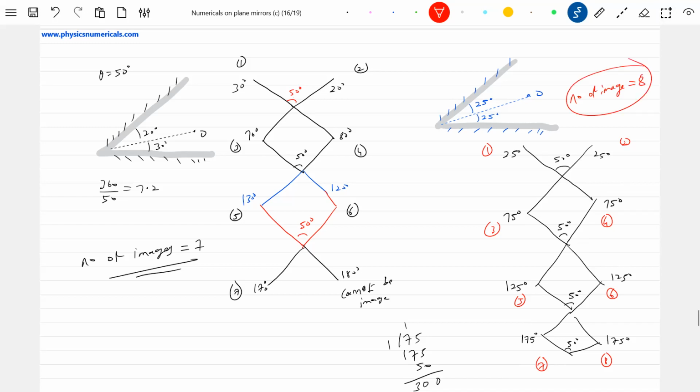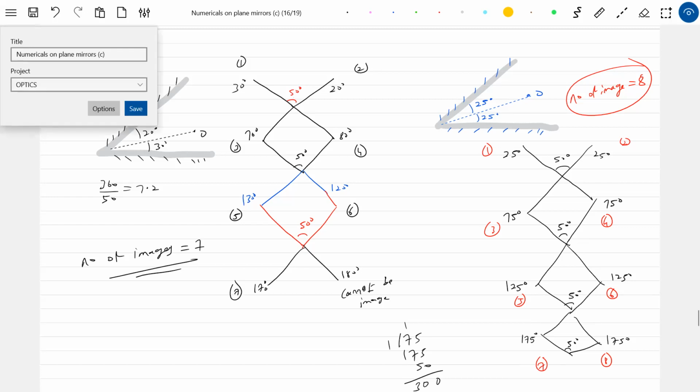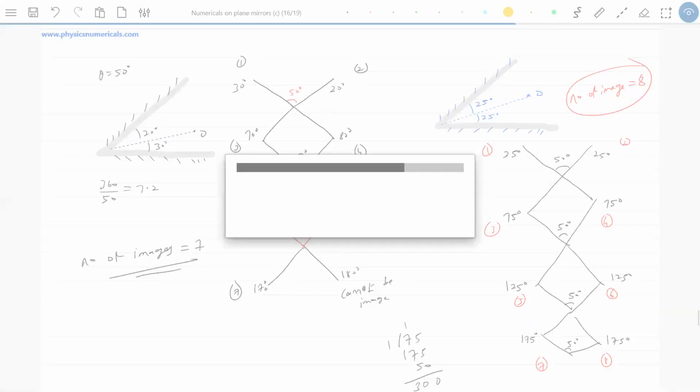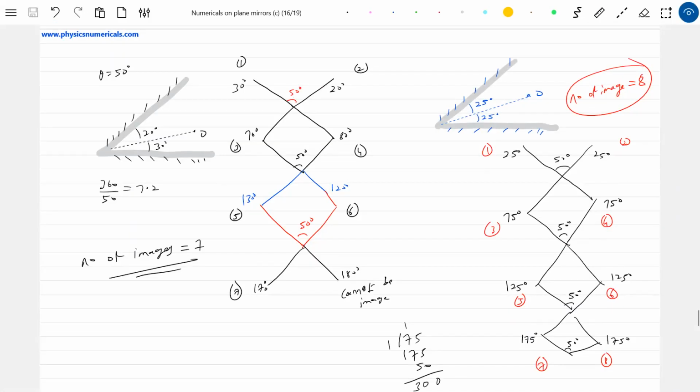I think you're getting the idea now. So here, sir, earlier the angle between the mirrors was 50 degrees only. So now can you write 7.2? Okay, now how much did we get? It's 8. Okay, these are some conditions that will come. So we have to use this particular basic method to trace out the number of images.